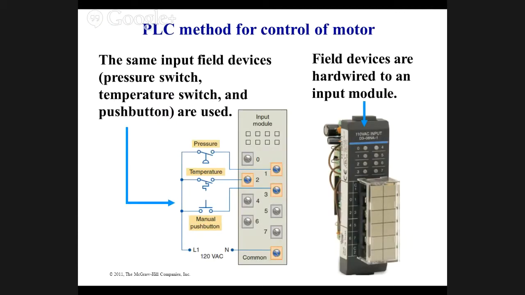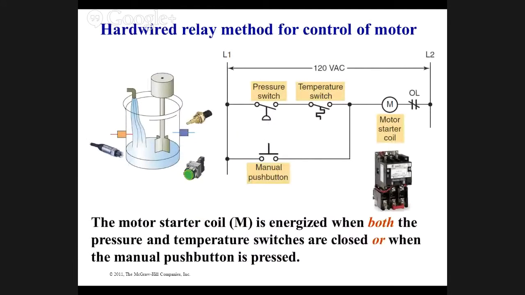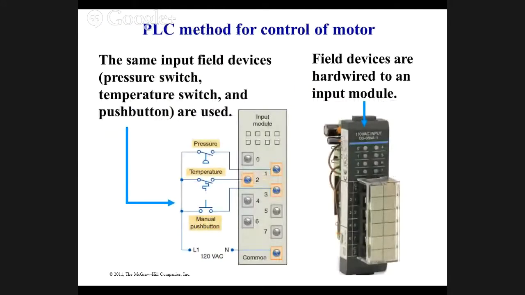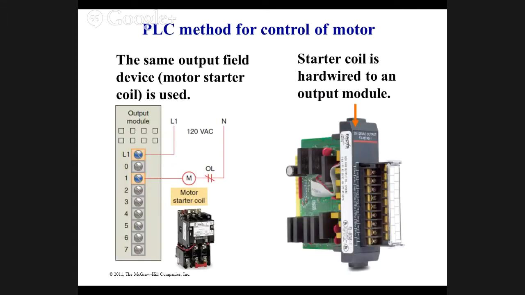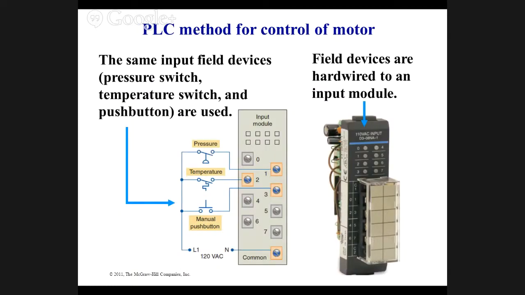So let's look at a PLC method. This was hardwired. This is the old way. Let's look at the new way. Here, instead of wiring everything to its device, we simply take everything to an input. So we take a pressure switch, it goes to an input. Temperature switch, it goes to an input. Manual push button, it goes to the input, right? With me so far? Yes. All right. And the output, we simply take the output and go to the motor. All right, and that's tied to the output module. This one goes to an input module. That one goes to an output module.